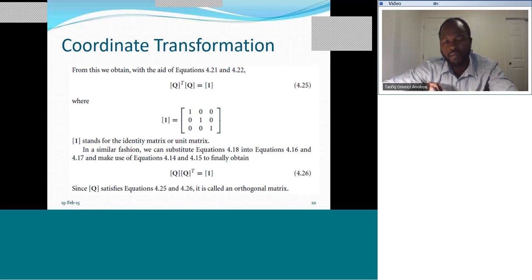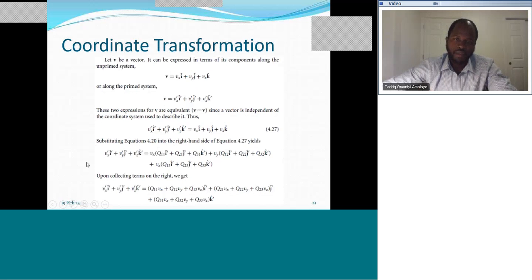In a similar fashion, we can substitute equation 4.18 into equations 4.16 and 4.17 and make use of equations 4.14 and 4.15 to obtain a similar result as in equation 4.25, that is equation 4.26. So since Q satisfies equations 4.25 and 4.26, it is called an orthogonal matrix.